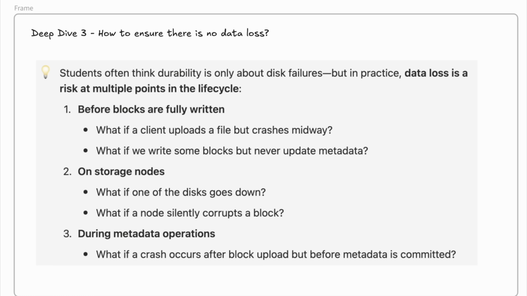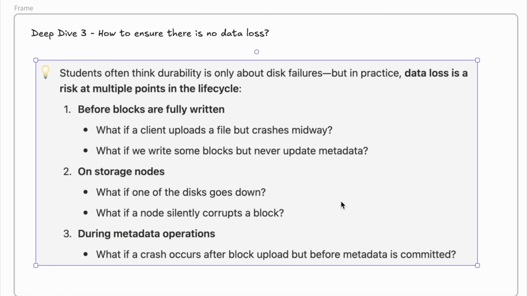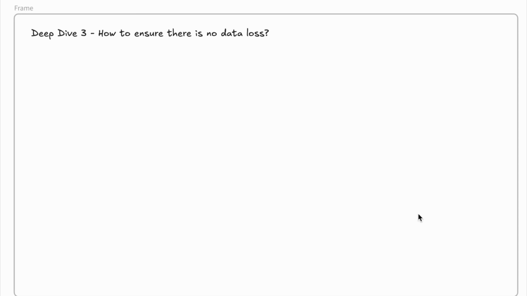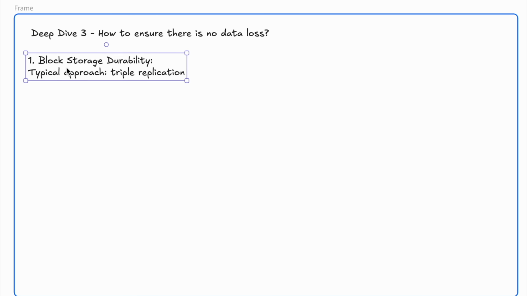How do we ensure there's absolutely no data loss? At first glance, many people think this just means keeping backups or replicating disks. But in practice, durability is about much more than disk failures. It's about defending against every possible point of failure in the system, from network flakiness to process crashes to coordination errors. So to truly make our file system durable, we need to handle 4 major risk zones: during uploads, on storage nodes, within metadata commits, and during crash recovery.